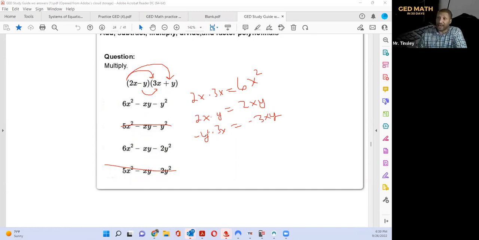So here I've got a negative y and a positive 3x. They are not the same sign. I'm multiplying, so my answer is going to be negative.